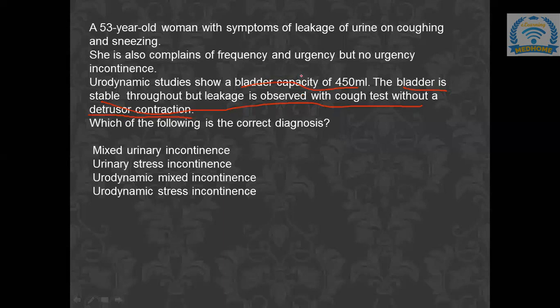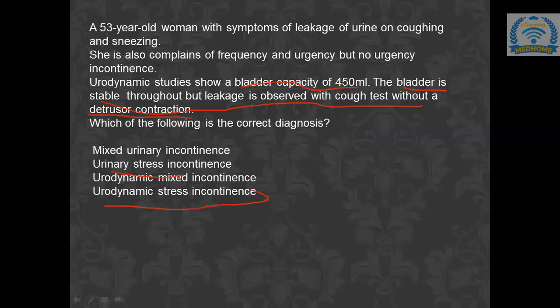Because the patient has mixed complaints. From the complaints, we can take it either as a stress incontinence or as an overactive bladder. But when we combine both of them, it becomes mixed incontinence. That is why urodynamics was done for this patient. In the urodynamics, we saw that there was a leak of urine with a cough, but there was no detrusor muscle contraction. So this will be urodynamic stress incontinence.